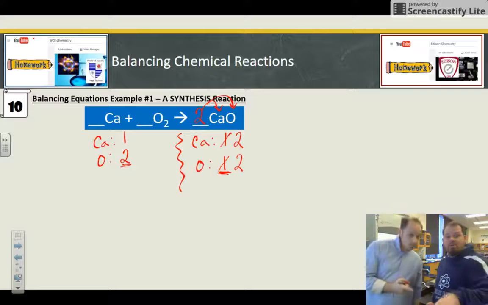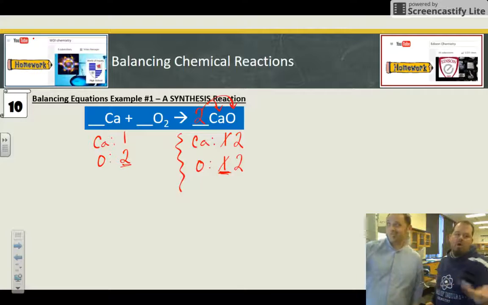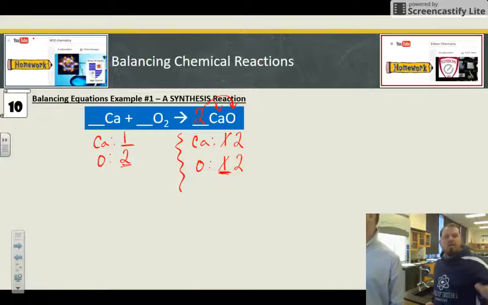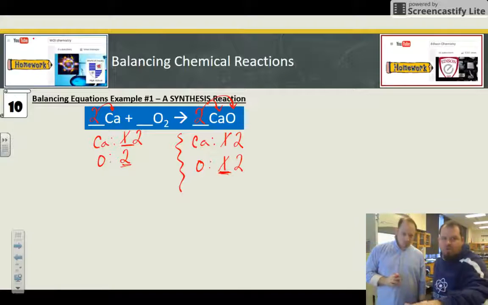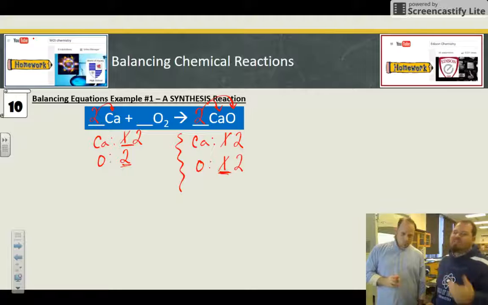Good. Now I've balanced the O's, but in the process I've unbalanced the Ca's, but that's okay. I have to multiply the 1 by a 2, so put the 2 in first. We need to do this religiously, because if you forget to put that 2 in and just switch that 1 to 2 without changing the coefficient, then you haven't really balanced your equation.